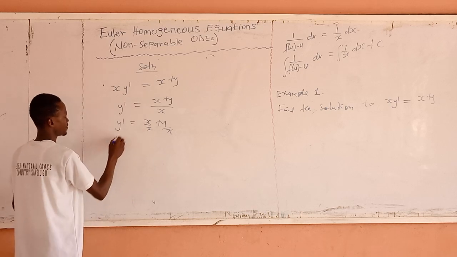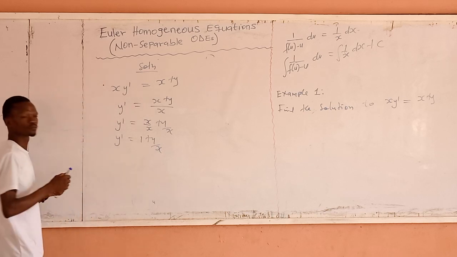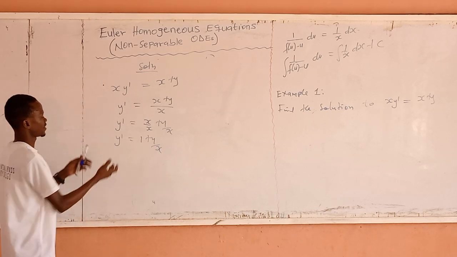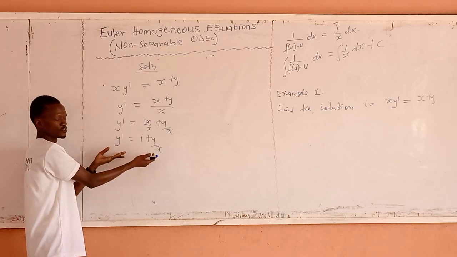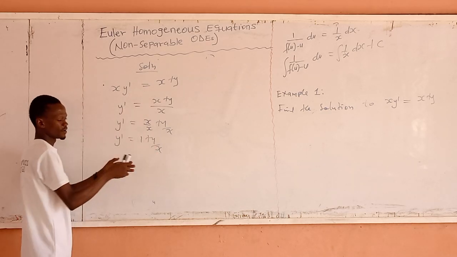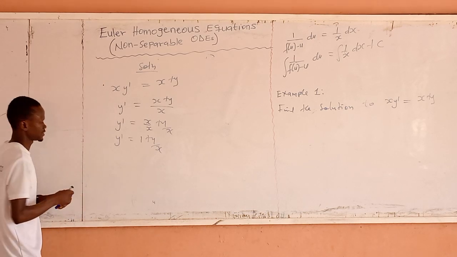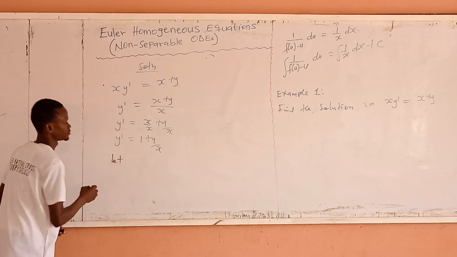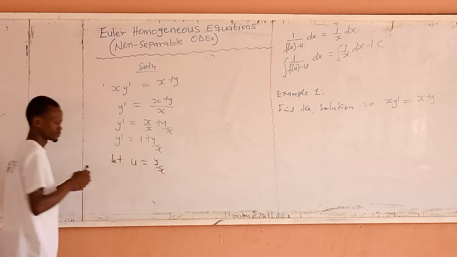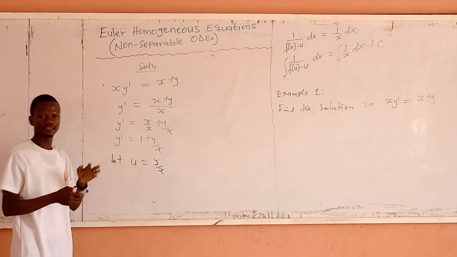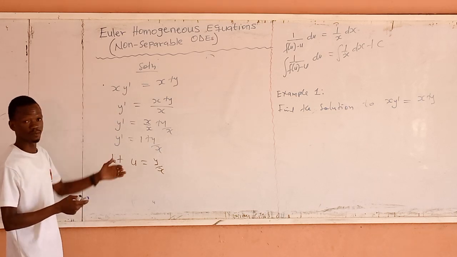And so I have y prime equal to 1 plus y over x. Now, at this point, I have been able to write the equation into its standard form. So we have y over x there. The first step is to let u be equal to y over x. I'm using u. Another person can use v. You can also use any other variable which you deem necessary.